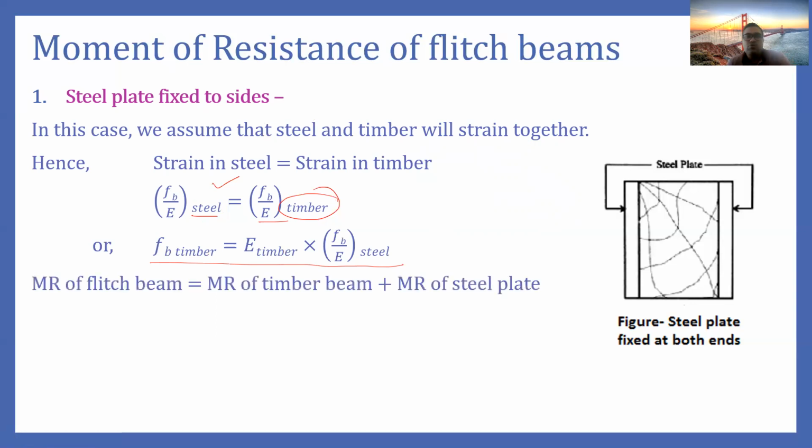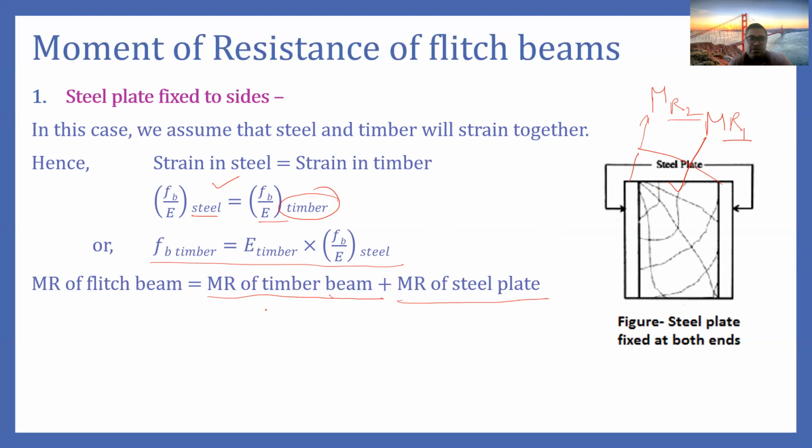So now how do we find out moment of resistance? Moment of resistance in this case will actually be the sum of moment of resistance of timber beam and moment of resistance of steel plates. So here this timber beam will have a definite MR, say MR1, and the steel plates that we have added will also have some MR. We can name it as MR2. So total moment of resistance of this beam will be the sum of MR1 and MR2.